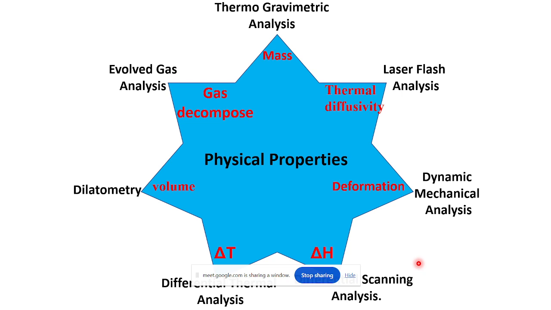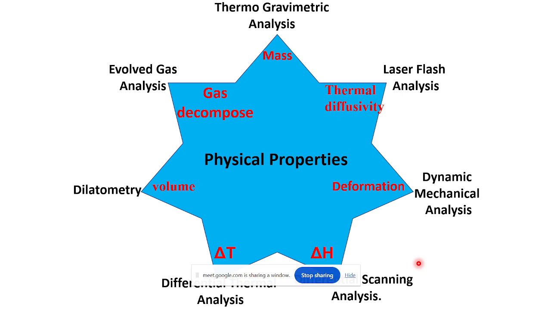Now in DSC what we do, there are two pans. In one pan it is your material of interest, and the other contains the standard material. With respect to the standard material, you are measuring the temperature difference. Based on that, you have to provide heat to maintain the same temperature. In that way you are measuring the change in heat with respect to temperature.